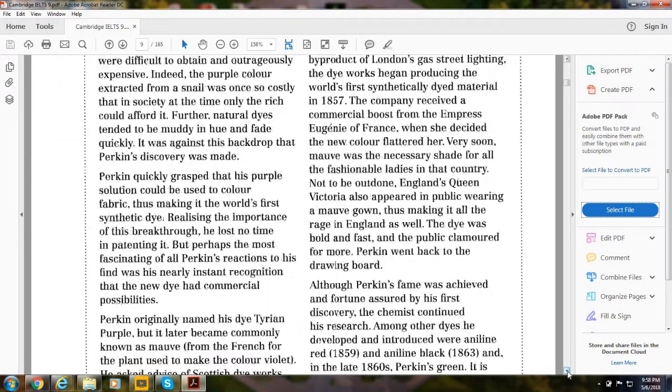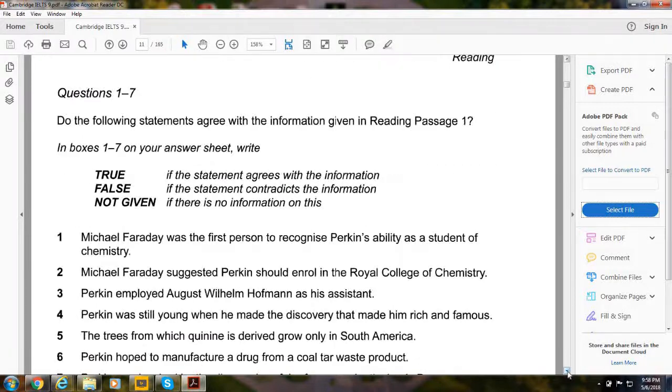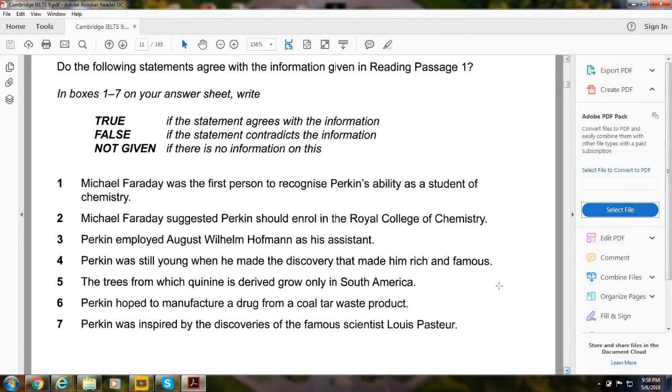So basically, we have done, I guess, 5 of them, and 2 more remain, so let's try to wrap them up as quickly as we can. Perkin hoped to manufacture a drug from a coal tar waste product. Now this is the question again. Perkin hoped to manufacture a drug from a coal tar waste product. Again, you just got to take Perkin hoped to manufacture a drug from the coal tar waste product.